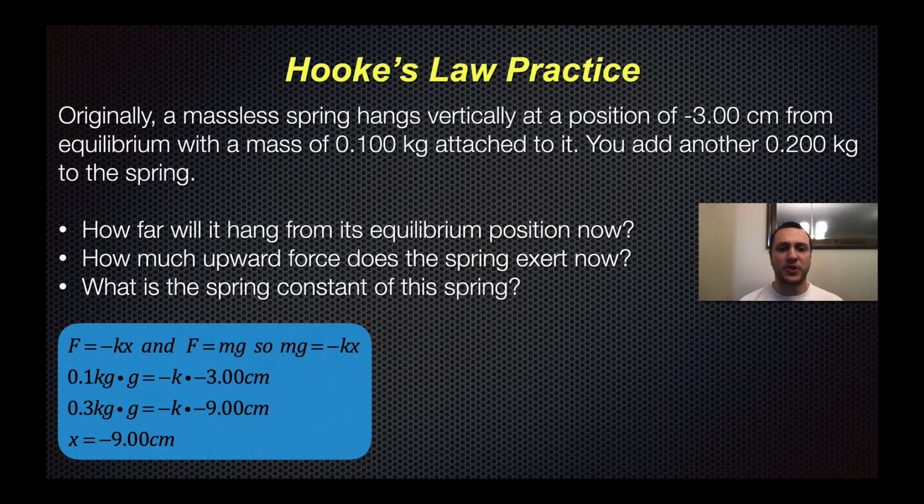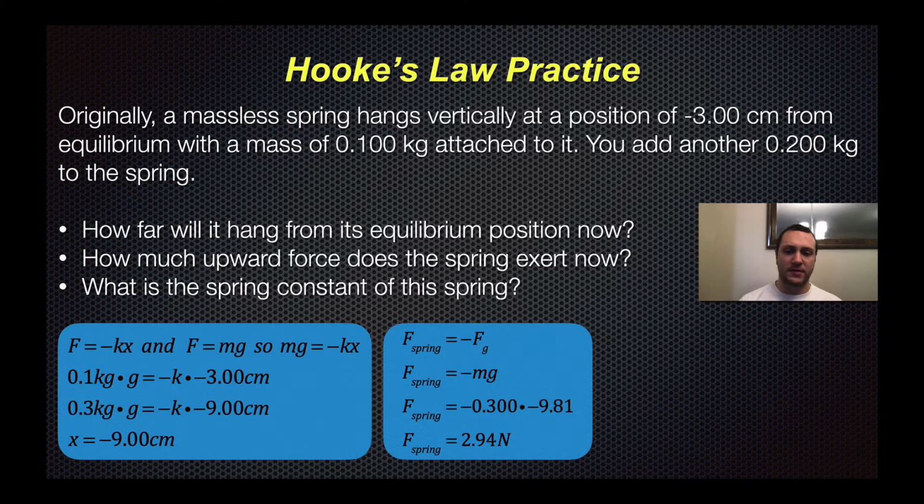The second question, how much upward force does the spring exert now? How we're going to look at this one, the spring force being equal and opposite to the weight. So F of the spring equals negative Fg, right? Opposite of the weight. We know it's 0.3 kilograms that's hanging there. We know g is negative 9.81 meters per second squared. So we take the product of those and we get 2.94 newtons. Again, emphasis here. Look at how that spring force came out positive. Spring force is positive 2.94 newtons. Our x value for the spring, that amount that it is stretched, is negative 9 centimeters. Spring force, opposite direction of our stretch or compression.